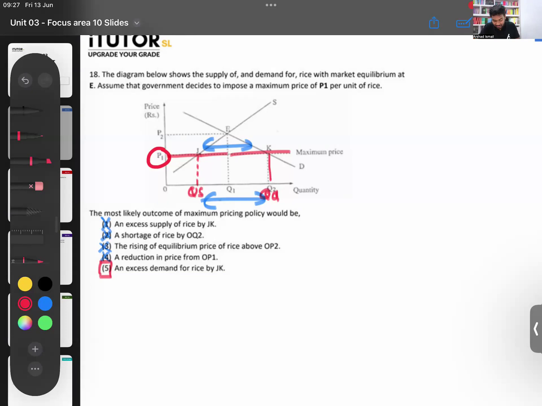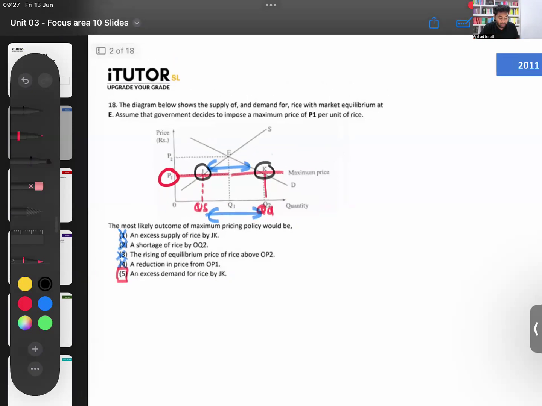What's the area of the excess demand? So here they have the letter J, here they have the letter K. So if they have given quantity letters, you can either say that, or you can say the letters on top. Either way, that's the excess demand created. A very easy, straightforward question.